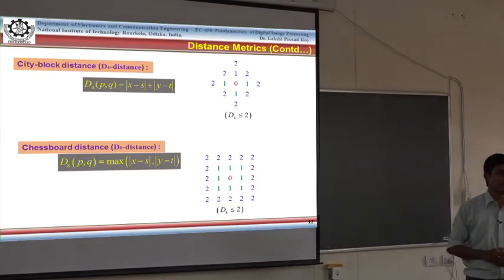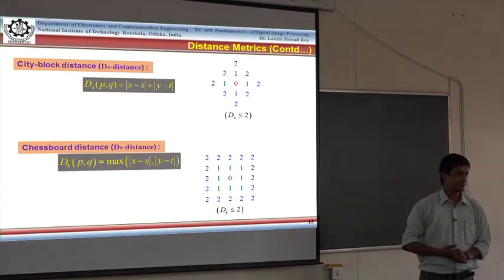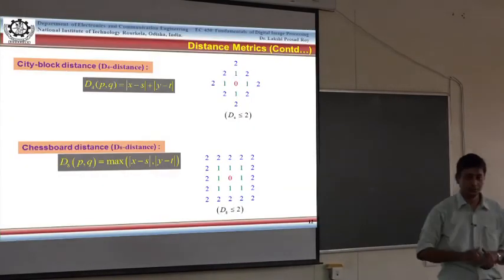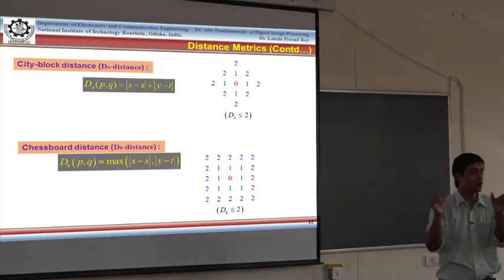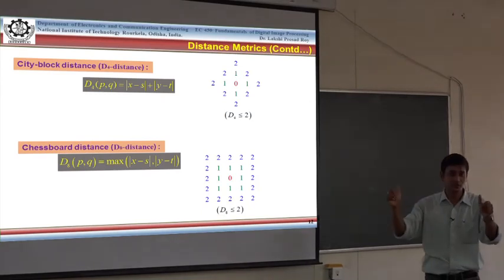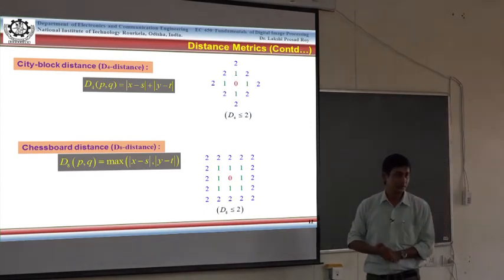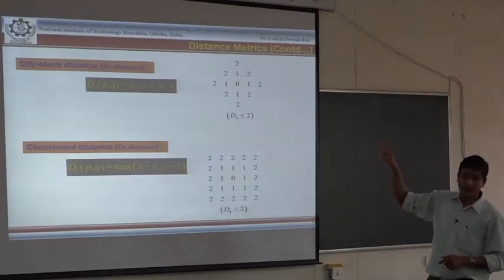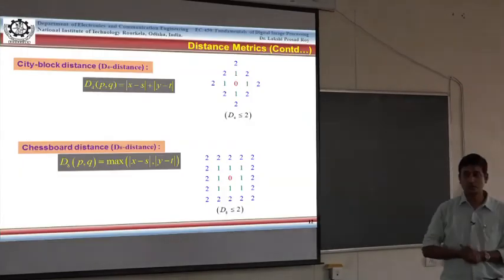Now, my question is: if this is the definition of D4 PQ, how will the pixels look if I define a distance D4 less than or equal to 2? That means the mod of x minus s and the mod of y minus t, the sum of those two without their sign, should always be less than or equal to 2. If I want to find that in the pixel grid, you will get it like this. 1 is marked for less than or equal to 1 and 2 is marked for less than or equal to 2.